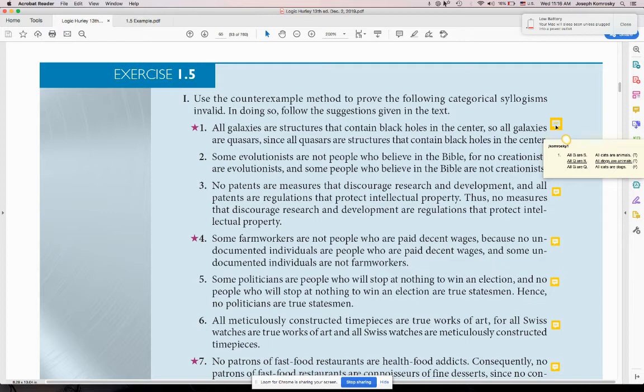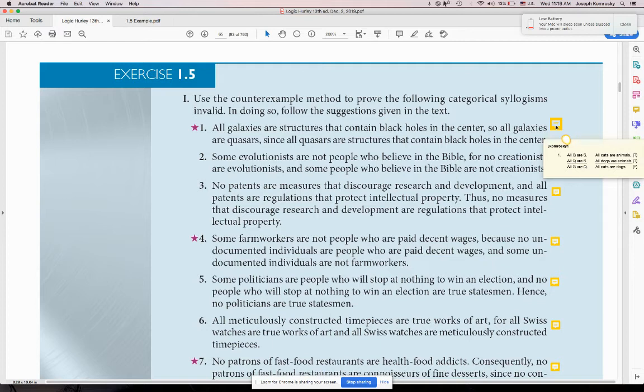All cats are animals. That looks true. All Q are S, we'll just say all dogs are animals. We'll substitute that in, right? And then the conclusion, all cats are dogs. Totally absurdly false. Again, that's what we were doing in this whole section. We want to prove that this argument's invalid.